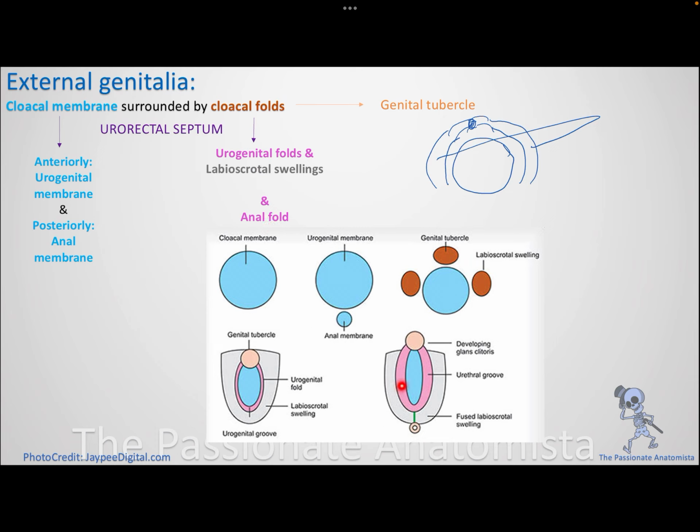Okay, guys, so if you look at the folds, the urorectal septum will divide them into the anal fold posteriorly. Anteriorly, you will have the urogenital folds and the labioscrotal folds. The urogenital is the pink, the labioscrotal is the gray, guys. And anteriorly, of course, the meeting point of the two folds will be the genital tubercle. Okay, so by now you understand what happened to the membrane and the folds.